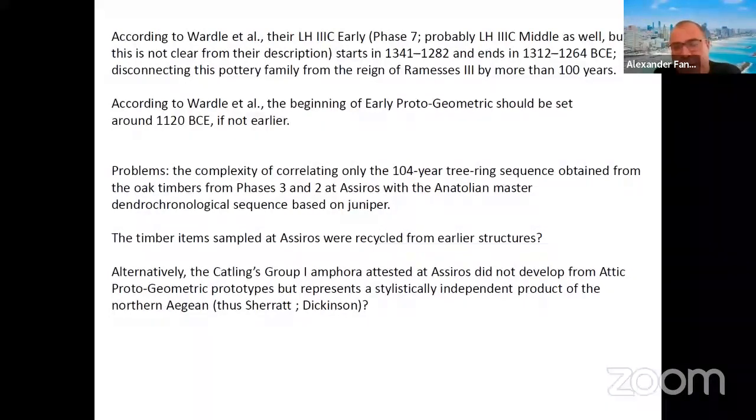So I just simply don't understand how that would work. According to Wardell et al., the beginning of early protogeometrics should be set around the end of the 12th century, if not earlier, and this is very much in line with recent data from Stindos.